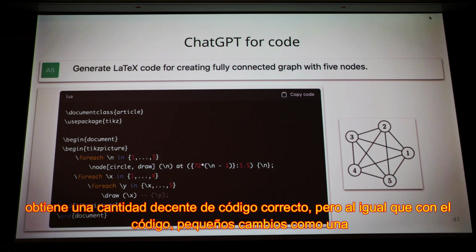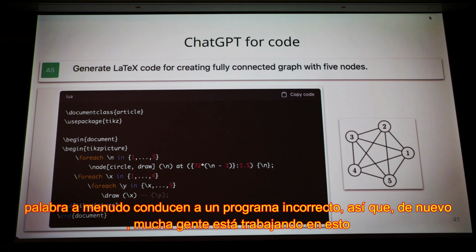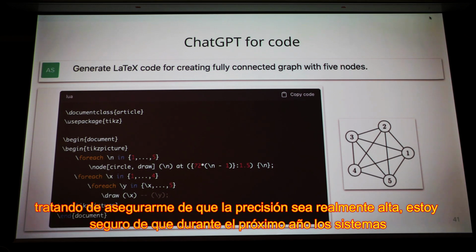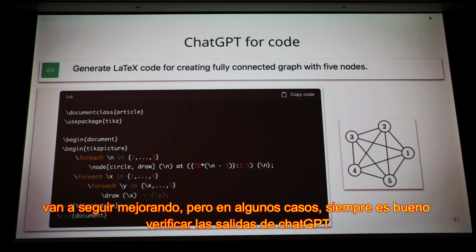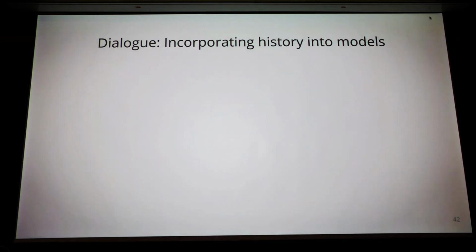Definitely, ChatGPT for code is an evolving use case. It gets a decent amount of code right, but with code, small changes, like one word changes, often lead to an incorrect program. So a lot of people are working on this, trying to make sure the accuracy is really high. I'm sure over the next year the systems are going to keep improving. But it's always good to verify what ChatGPT outputs.